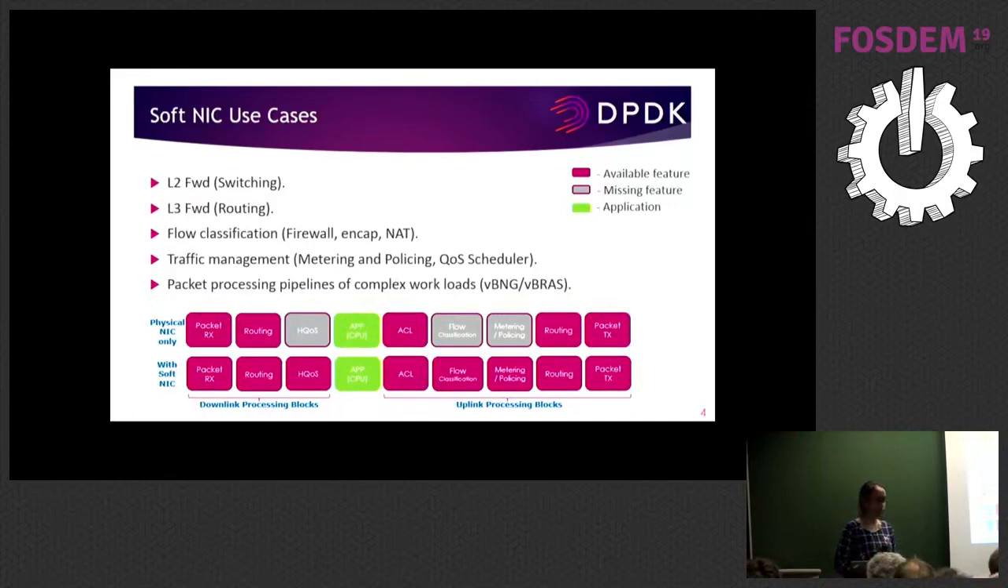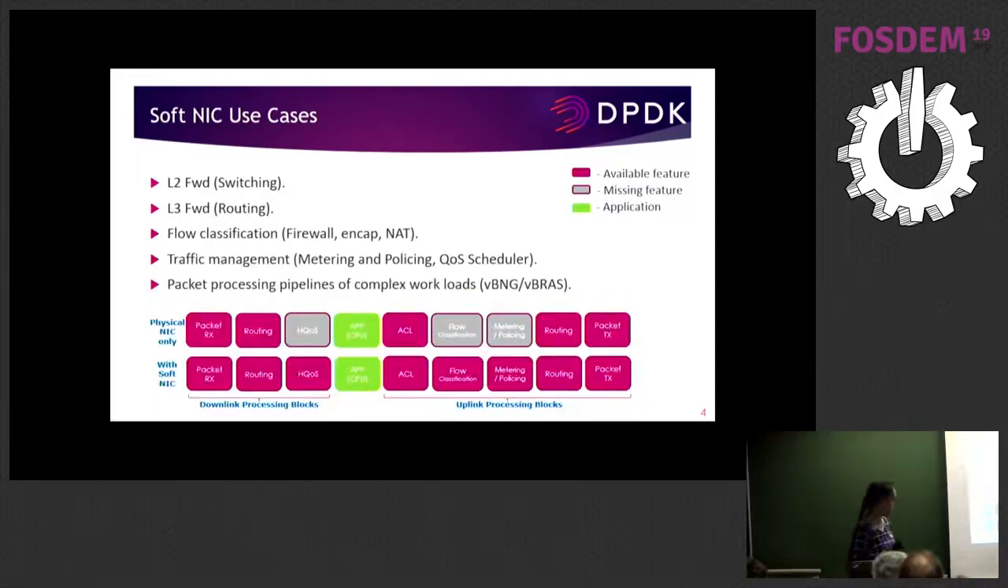And to achieve all this, SoftNIC internally uses the optimized DPDK libraries like Librte Port, Table and the TM and metering APIs. So apart from these basic use cases, there can be complex use cases like BNG and BRAS, and we can implement complex pipelines, uplink and downlink pipelines of this BNG and BRAS.